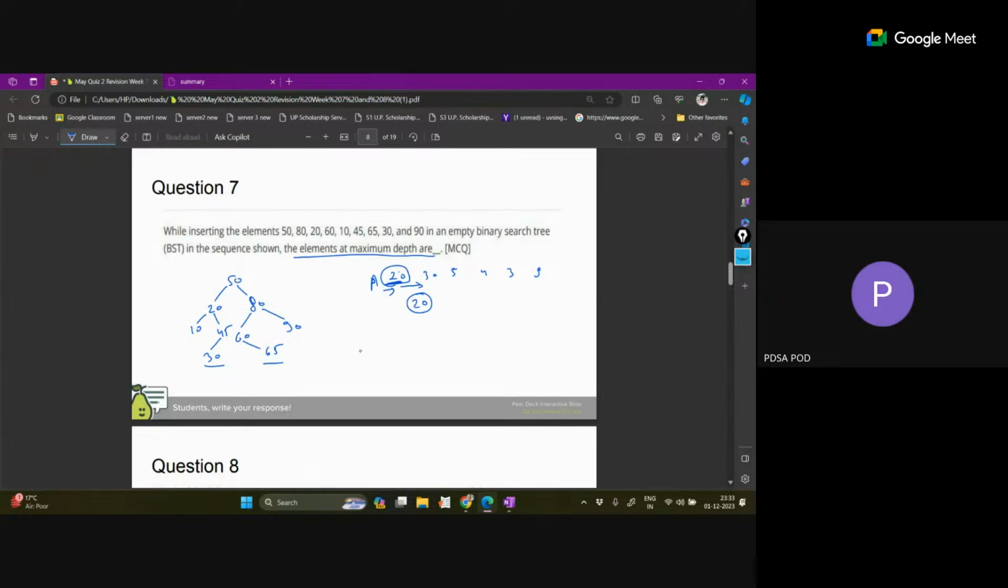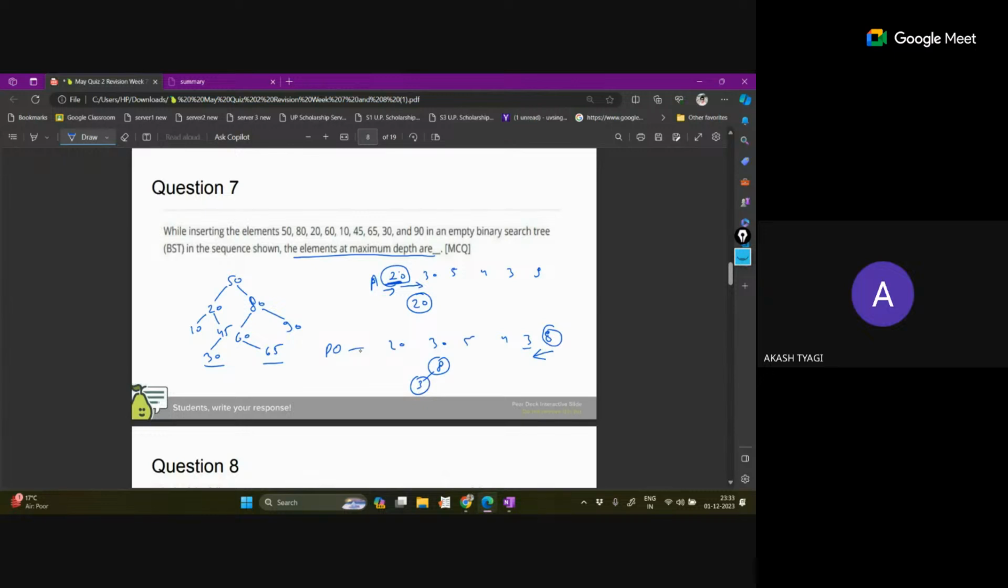If the sequence is given as post-order, suppose the same 20, 30, 5, 4, 3, 8, then the root will be 8, and you have to insert the elements from right to left. So 8, then you have to add 3. 3 is smaller than 8, so 3 will be added here.